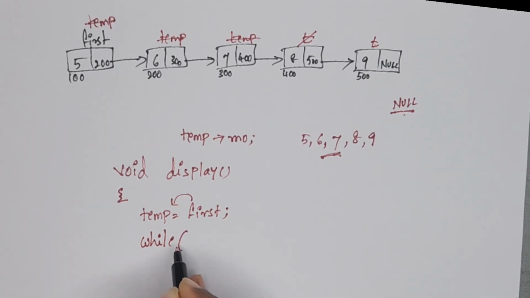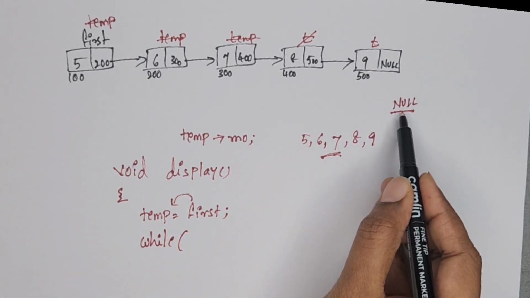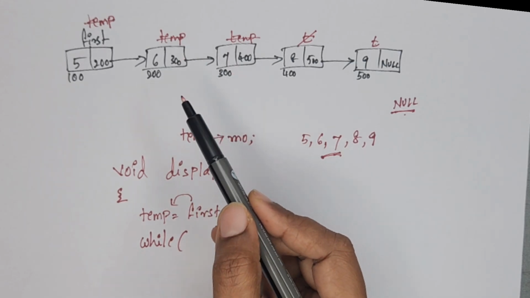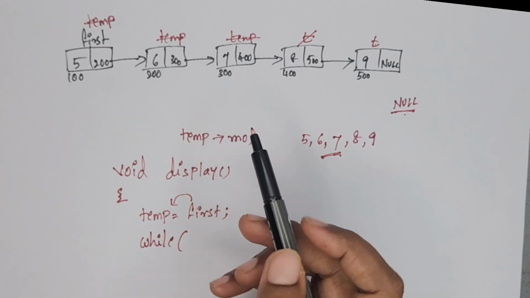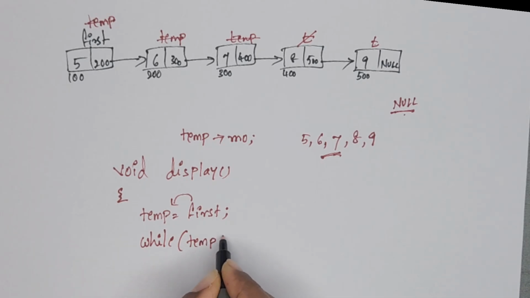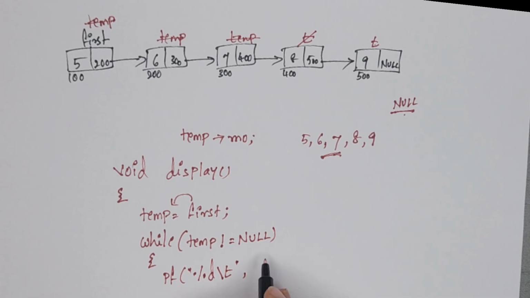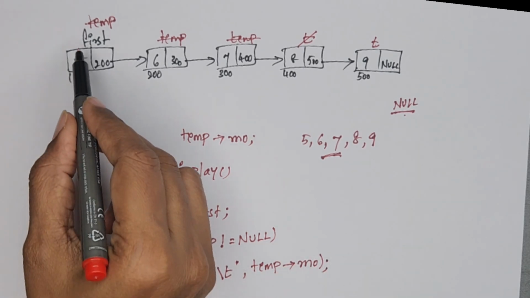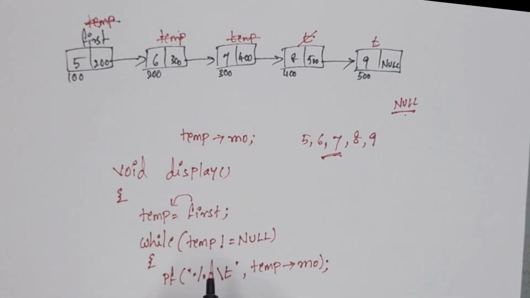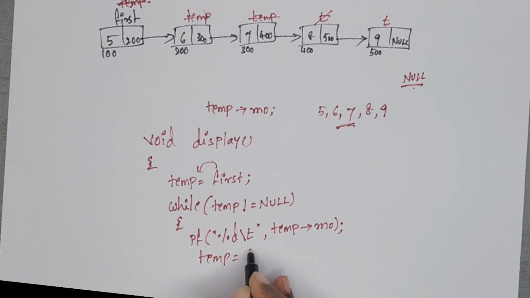I am going to write while. What condition do we have to write? Until it is null, which means temp is not equal to null. You are displaying the roll number and moving temp to the next node. So while temp is not equal to null, what are we doing? Simply printing the roll number: %d\t for tab spaces, and temp of roll number. After displaying temp of roll number, we move temp to the next node. So temp equals temp of next. Close this while loop and the display function.